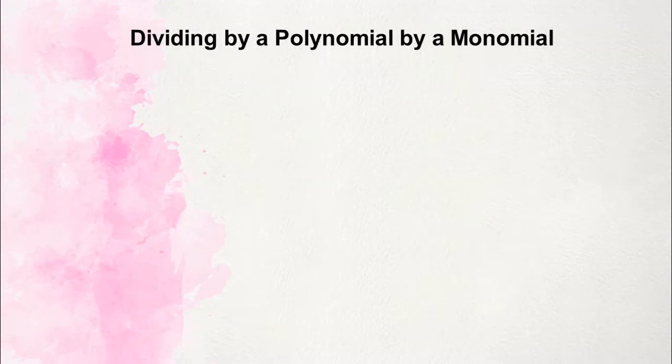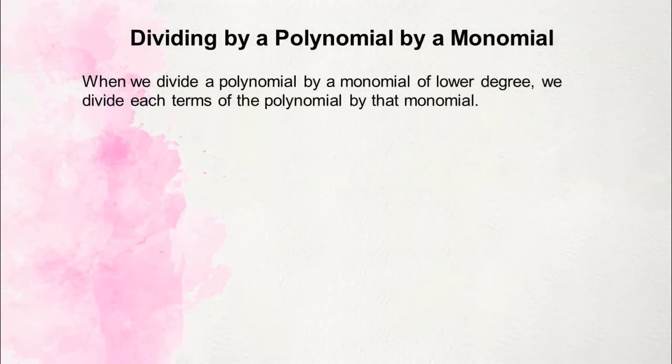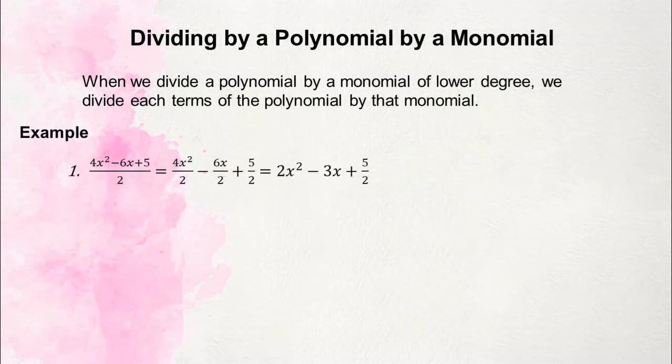dividing a polynomial by a monomial. When we divide a polynomial by a monomial of lower degree, we divide each term of the polynomial by that monomial. Example number one. From here, we can see 4x squared minus 6x plus 5 divided by 2. So, we should divide each term, and then we will get 2x squared minus 3x plus 5 over 2.